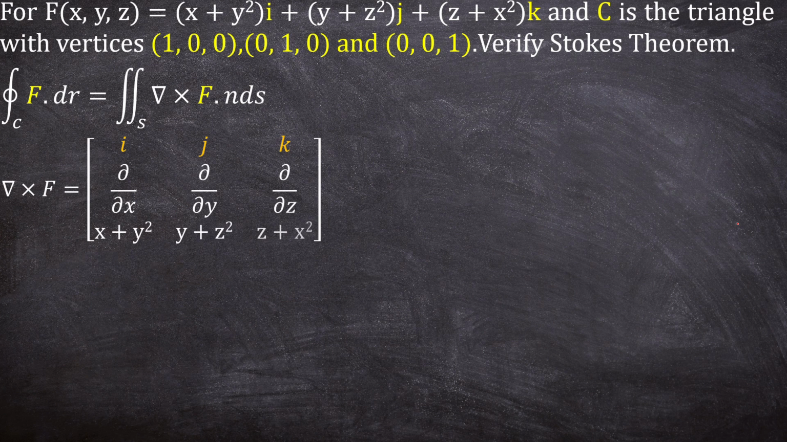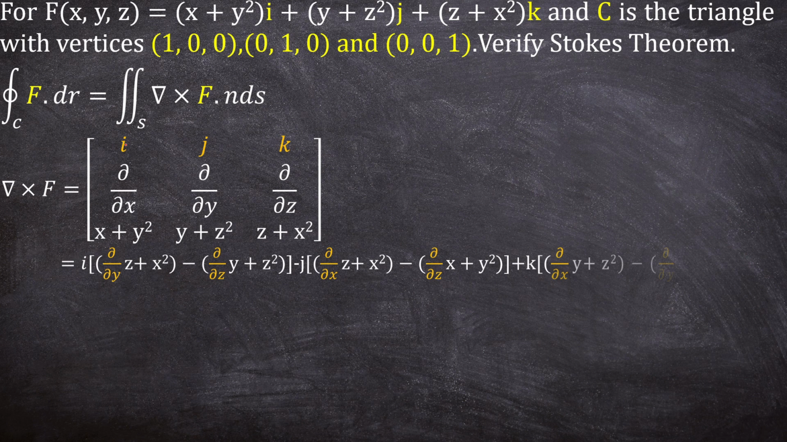Okay, so now first of all, we're going to close i, right? So for i, we're going to put positive i, negative j, and positive k, right? You know what we have done, right? And now for i, we're going to close this row and this column, right? And after that, we're going to say partial y times z x squared, as you can see right here, and we're going to subtract that by partial z of y plus z squared, right? So that's what we have done.